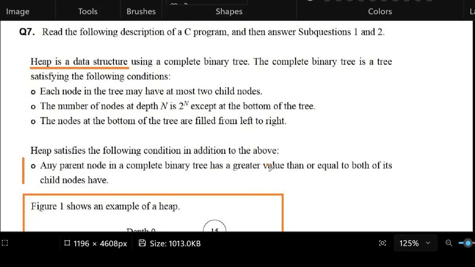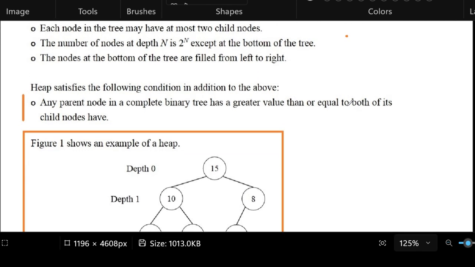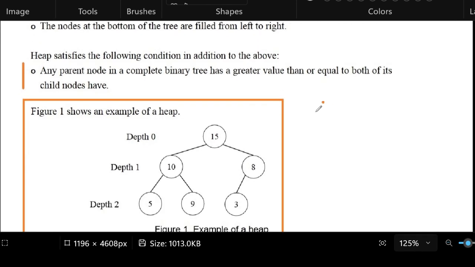Question number 7 of the PhilNITS FE afternoon portion of the exam. In this question, we are going to answer sub-question number 1. And just a reminder, we are working on a heap data structure, and a heap is supposed to be something like this in the diagram.